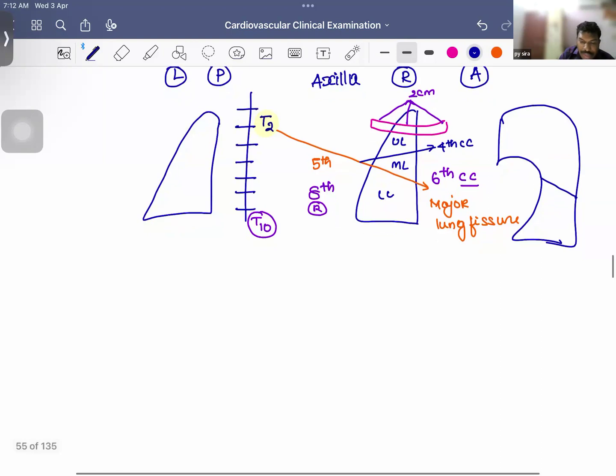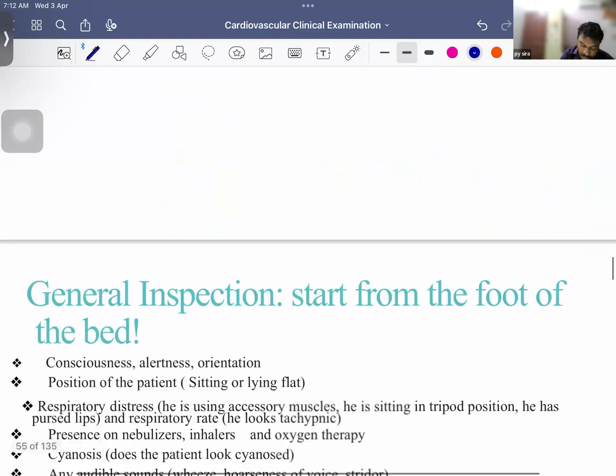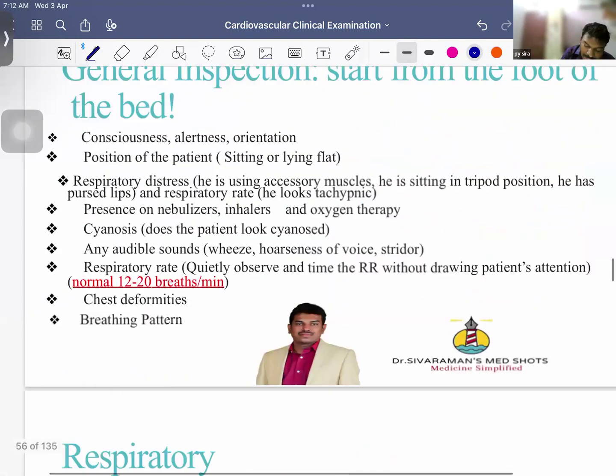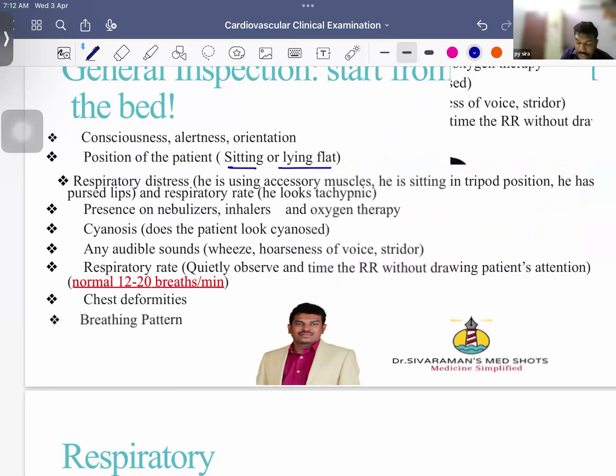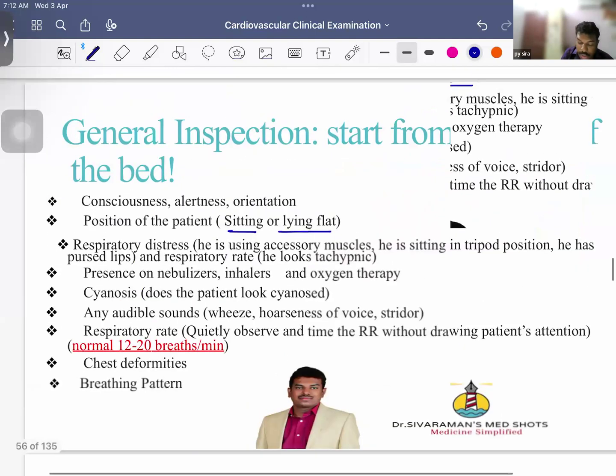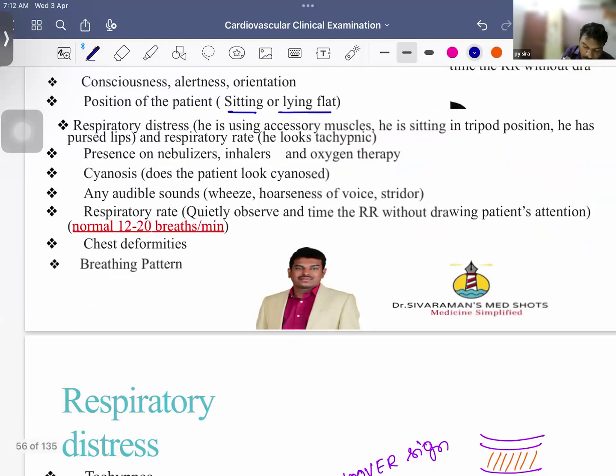Coming to the next part of your examination, you have to see in what posture you are going to examine the patient, whether the patient is in sitting posture or lying flat posture. That is very, very important. Then you can observe the patient for any extra muscles working, which are called accessory muscles.